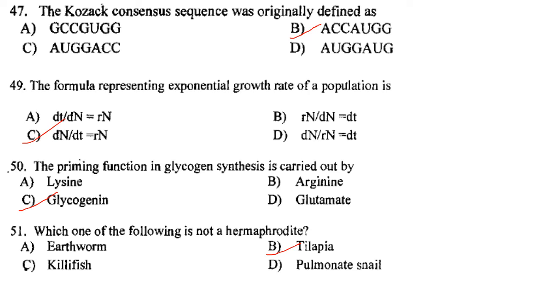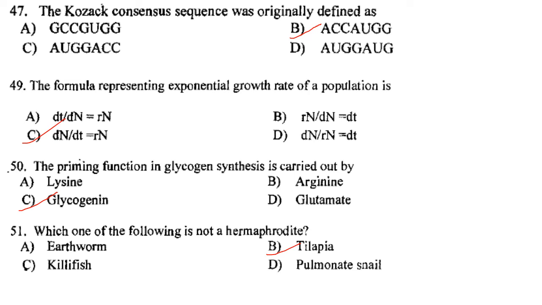These function as the protein translation initiation site in most eukaryotic mRNA transcripts. Then the formula for representing exponential growth rate of a population is dN by dt is equal to rN. Answer is option C. The priming function in glycogen synthesis is carried out by. It is carried out by glycogenin. Answer is option C. All these are direct questions.